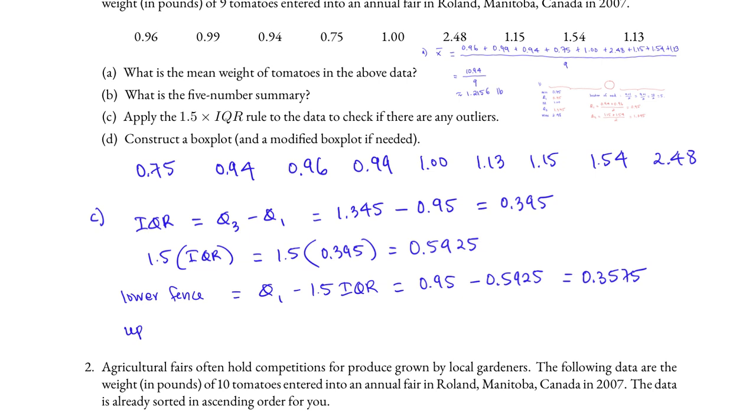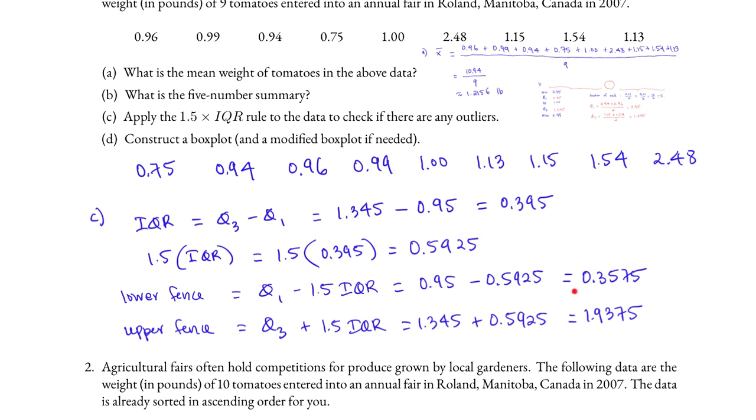0.3575. The upper fence is always Q3 plus 1.5 IQR. Q3 is 1.345 plus the 1.5 IQR, which is still 0.5925. This would give us 1.9375. The lower and the upper fence will help us determine any outlier.